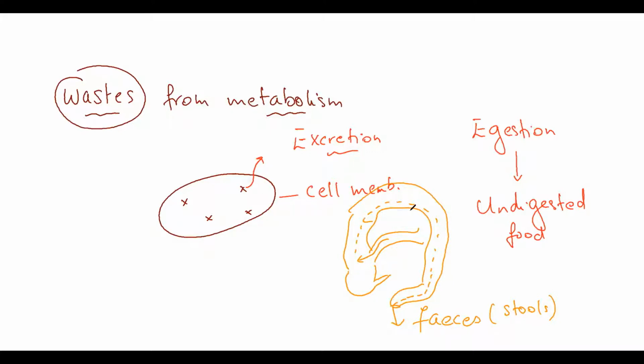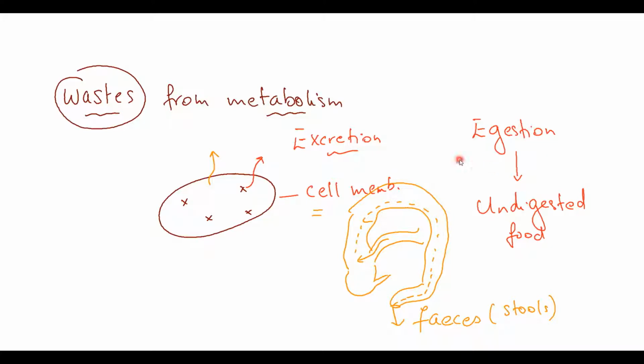Because excretion is waste from metabolism and egestion is undigested food. But there is a very important difference: in excretion, the wastes have to cross a cell membrane. But as you can see here, the undigested food just got out of the small intestine to the large intestine, moving through this tube, and then it gets out. It didn't cross any cell membrane. That's why it's not considered excretion.